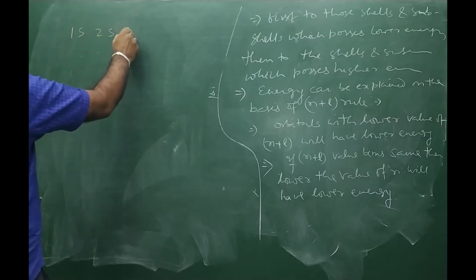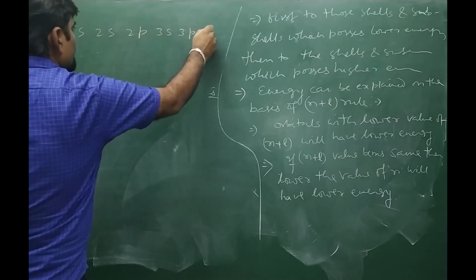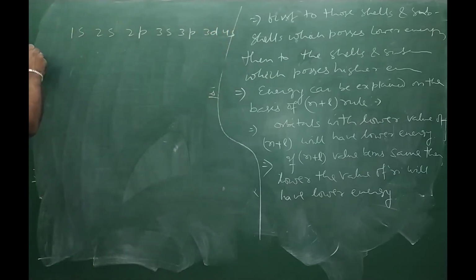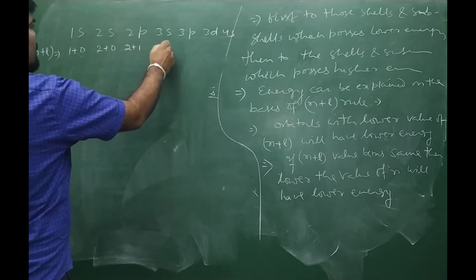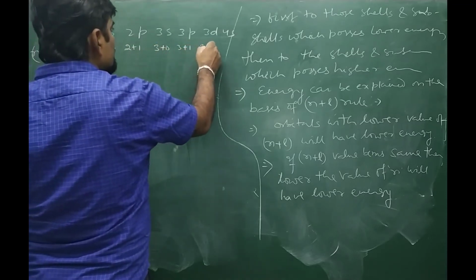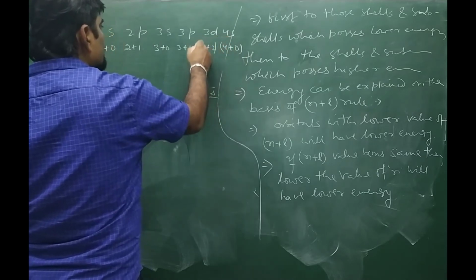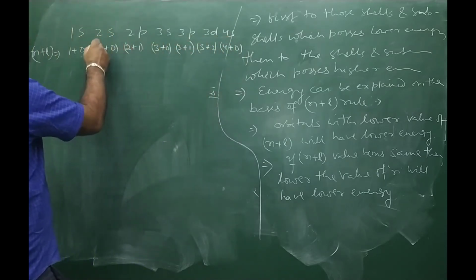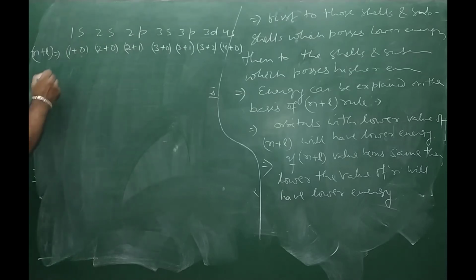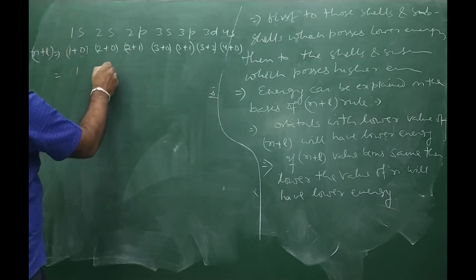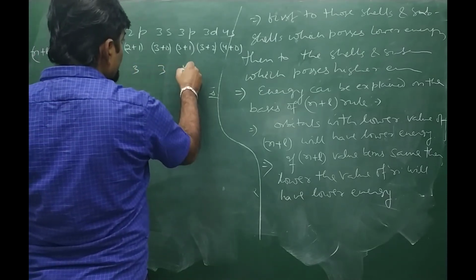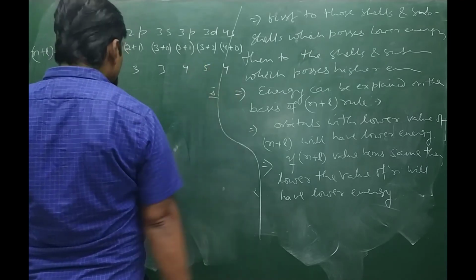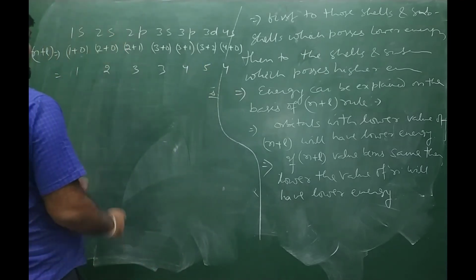See, suppose we have 1s, 2s, 2p, 3s, 3p, 3d, 4s, like that. We'll calculate the value of N plus L. So this is 1 plus 0, 2 plus 0, 2 plus 1, 3 plus 0, 3 plus 1, 3 plus 2, 4 plus 0. So 1 plus 0 is 1, 2 plus 0 is 2, 2 plus 1 is 3, 3 plus 0 is 3, 3 plus 1 is 4, 3 plus 2 is 5, 4 plus 0 is 4. So the lowest value is for 1s.